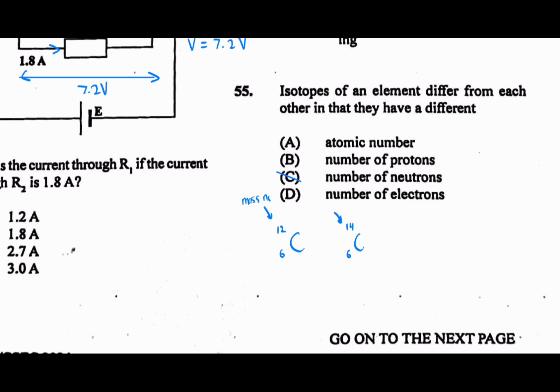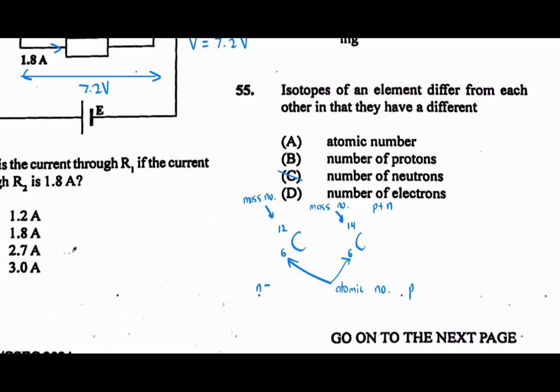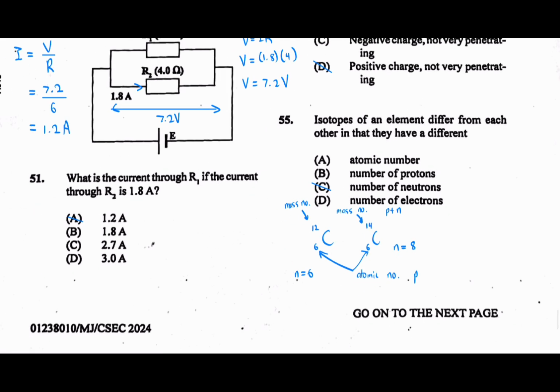So the number on top is the mass number, and the mass number tells you the number of protons plus neutrons. That's what the mass number tells you. And the number in the bottom is the atomic number. Right? And the atomic number tells you the number of protons in an element. So in this instance, 12 minus 6 is 6. So this carbon has 6 neutrons, right? And in this instance, 14 minus 6 is 8. So this carbon has 8 neutrons. So the only difference in an isotope is the number of neutrons, specifically the mass number. So look out for that.